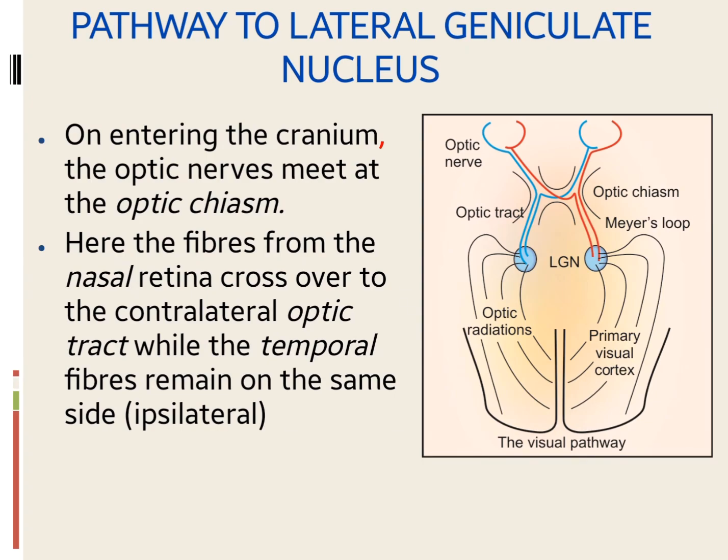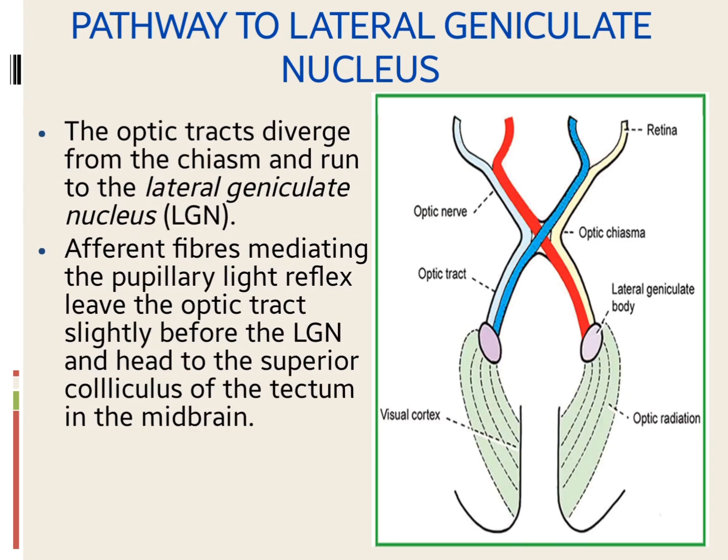Here the fibers from the nasal retina cross over to the contralateral optic tract, while the temporal fibers remain on the ipsilateral side. So ipsilateral means the fibers that are coming from the temporal side don't cross through the chiasm, but only those that are coming from the nasal side are the ones that cross at the chiasm, as you see on the diagram. The optic tracts diverge from the chiasm and go to the LGN.